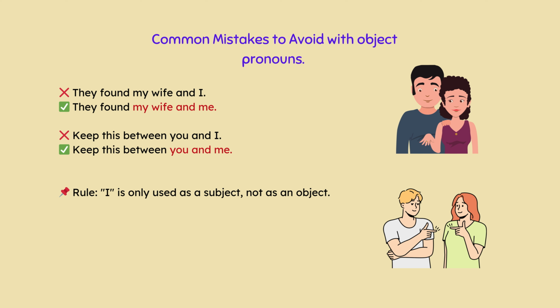Another mistake is, keep this between you and I. The correct version is, keep this between you and me. Here's the rule. Use I only when it is the subject of a sentence. If the pronoun is receiving the action or follows a preposition like between, use me instead. So always ask, am I doing the action? Then use I. Am I receiving the action? Then use me.